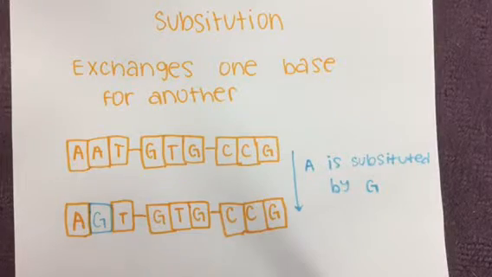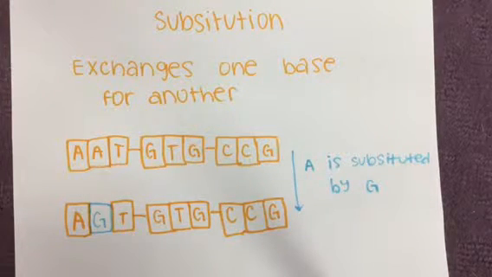Substitution is when one base is exchanged for another. The results of substitution can include a change in a codon to one that encodes a different amino acid and can cause a small change in the protein produced. Also, a change in codon to one that encodes the same amino acid can cause no change in the protein produced. These are called silent mutations.